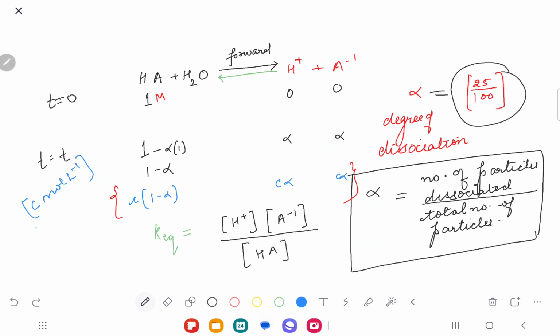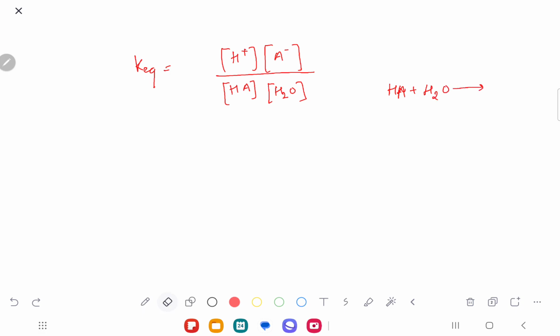Yes. So what is the concentration of the products? The reactants also include H2O. So what is the concentration of H plus? It would be C alpha times C alpha over C times 1 minus alpha, isn't it? So K equilibrium would be H plus into A negative over HA, the remaining acid at equilibrium, and water. And for this equation, HA plus H2O shall give you H plus and A negative.